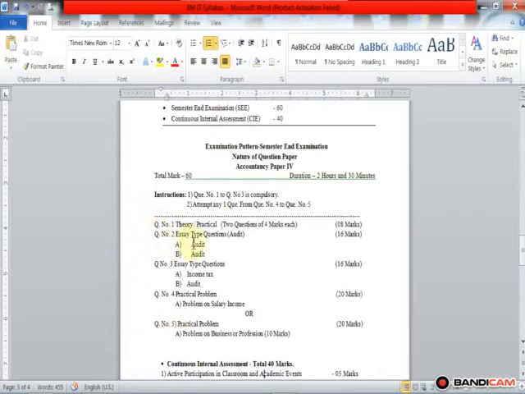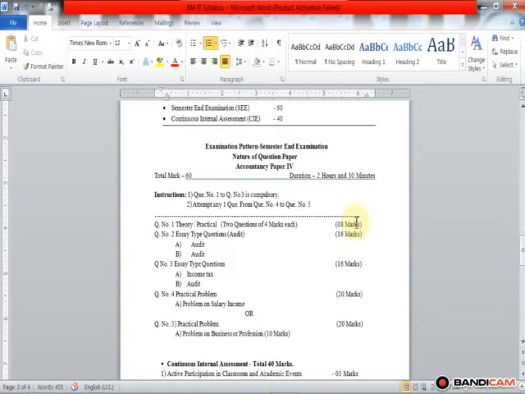In question number 1, theoretical or practical, 2 questions of 4 marks each, total 8 marks. In question number 1 a theoretical question as well as a practical question is given to you. Each question has 4 marks, and the total marks for question number 1 is 8 marks.